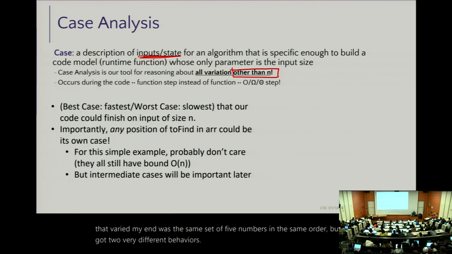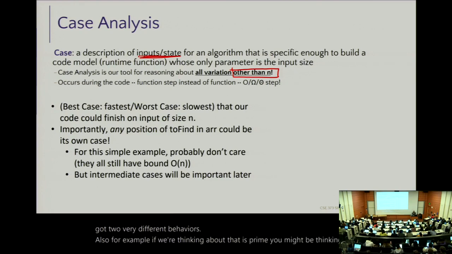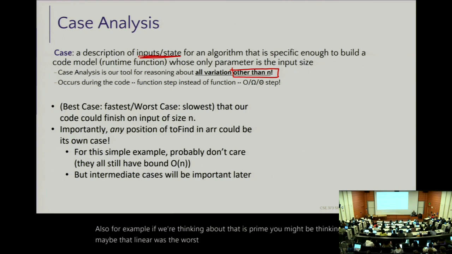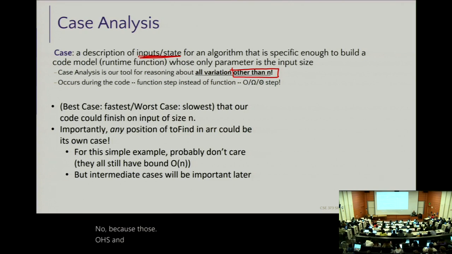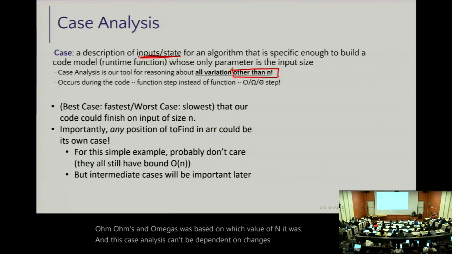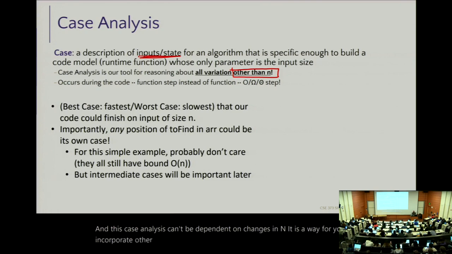Also, for example, if we're thinking about that is prime, you might be thinking, oh, well, maybe linear was the worst case and constant was the best case. No, because those O's and omegas were based on which value of n it was. And this case analysis can't be dependent on changes in n. It is a way for you to incorporate other influencing factors into your code analysis.